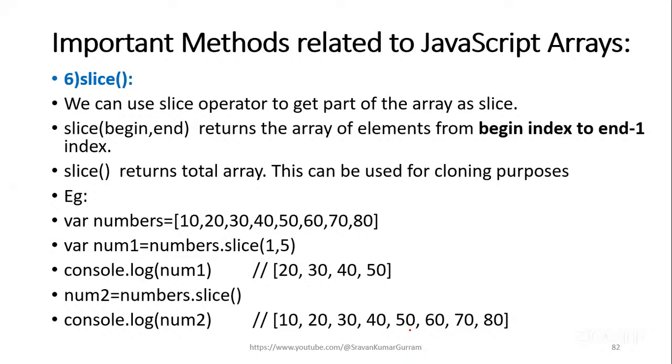Last one, sixth one, slice method. Slice means nothing but a part of the actual one, right? That is the general meaning. So you can apply the same meaning here also. We can use the slice method to get a part of the given array. What is the part you want to display, that part is called a slice. Okay. If you want to get any part, you can use the slice method.